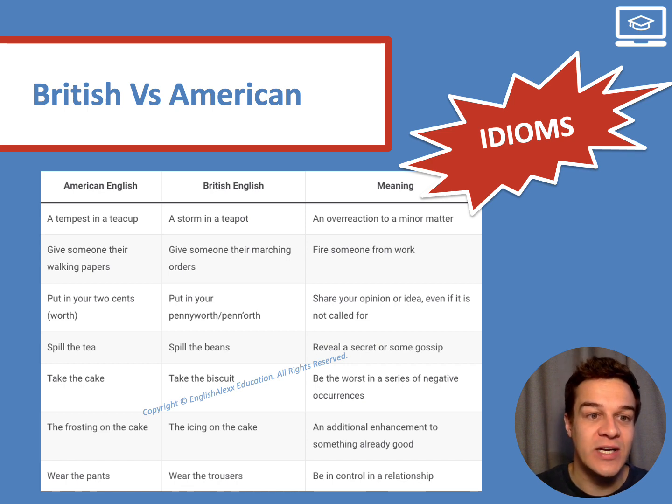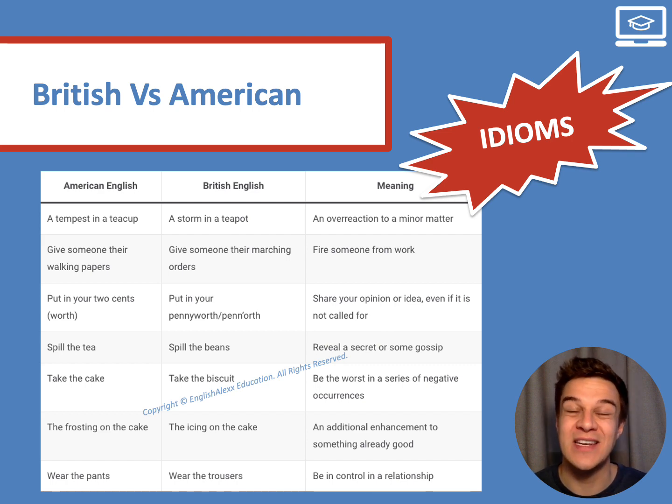So the first one is a tempest in a teacup. And in British English, we say a storm in a teapot. And it basically means an overreaction to a minor matter. So it means somebody is overreacting to something small.